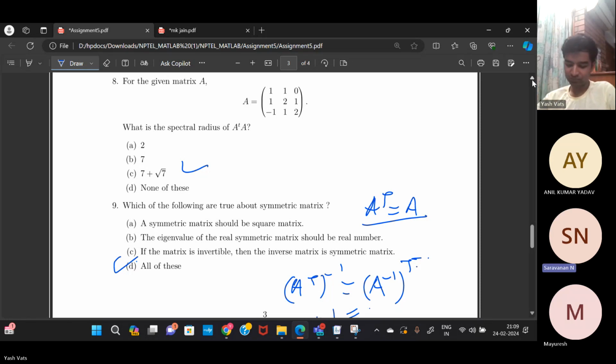Could you please repeat again: the spectral radius is the maximum of the absolute values of the eigenvalues. Take the absolute value of all eigenvalues, and take out the maximum from them. That would be the spectral radius.